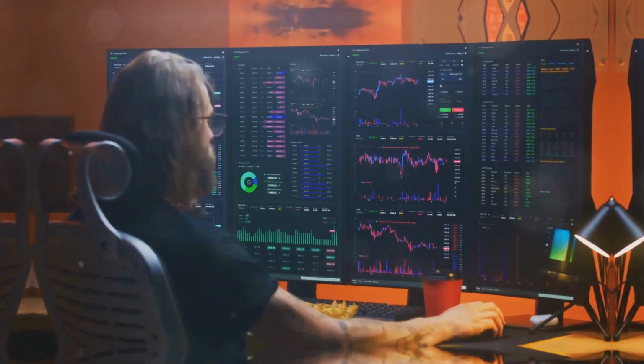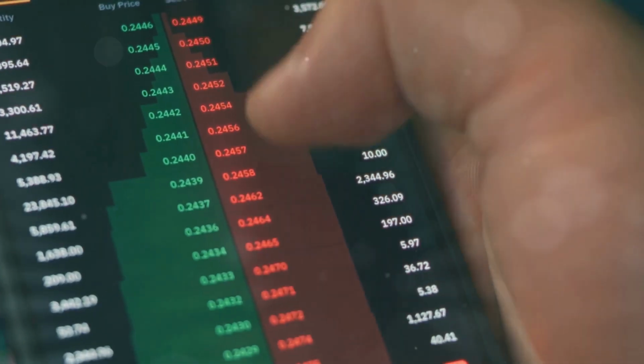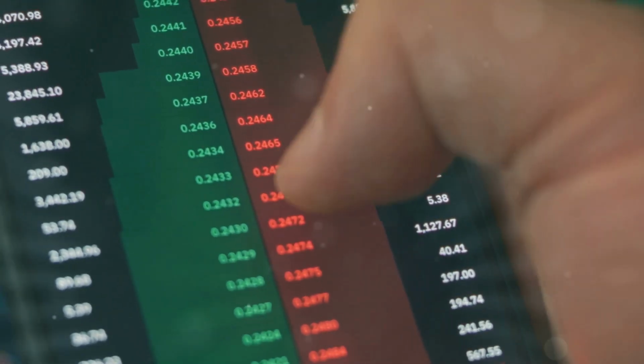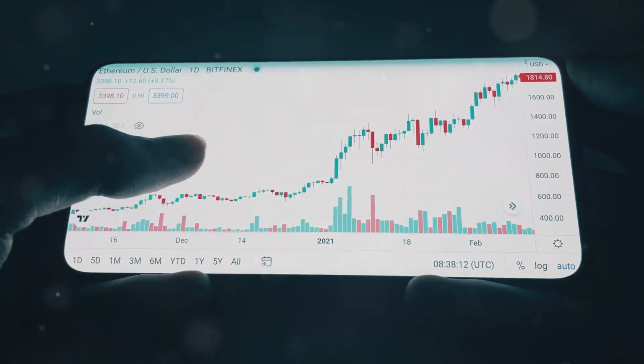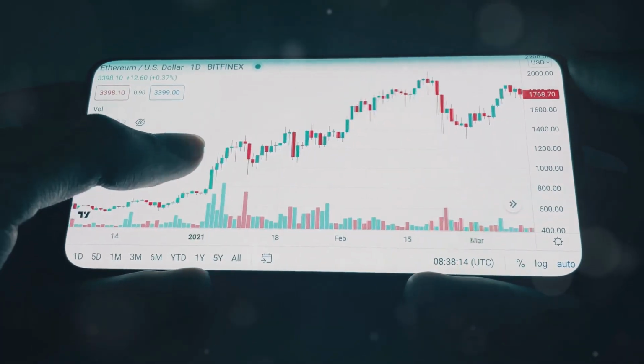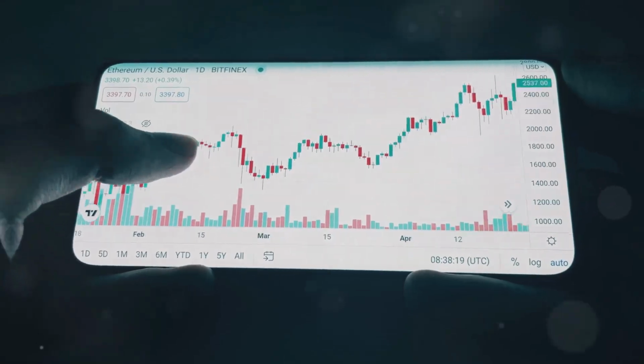Trend indicators, moving averages, both simple and exponential. The simple moving average, or SMA, is the average price over a set period. On the other hand, the exponential moving average, or EMA, is similar to the SMA, but gives more weight to recent prices, making it more responsive.